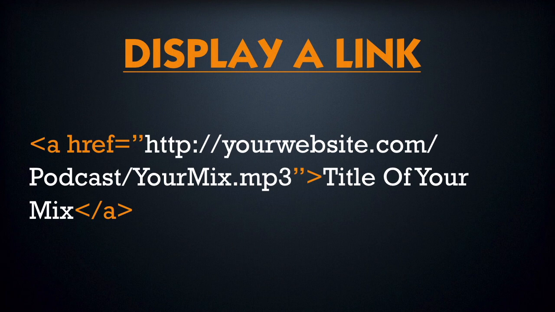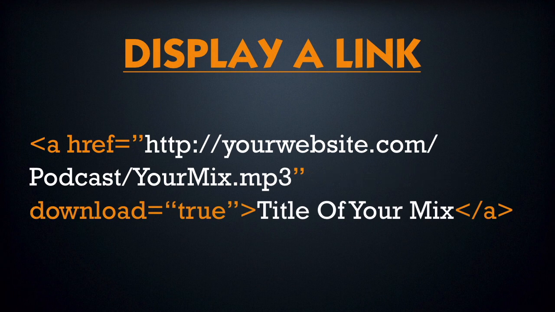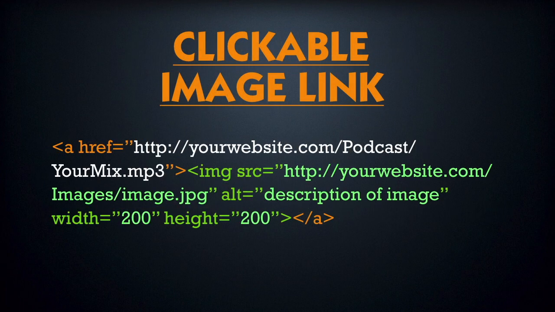If it's an original song that you don't want people to be able to download easily though, using a built-in streaming player or embedding something would be a better idea. You can always force the link to download though by adding download equals true between the URL and title of your mix. If you want to put a clickable image in place of the title of your mix, do that by adding the IMG SRC stuff instead of just plain text inside that triangle bracket area.